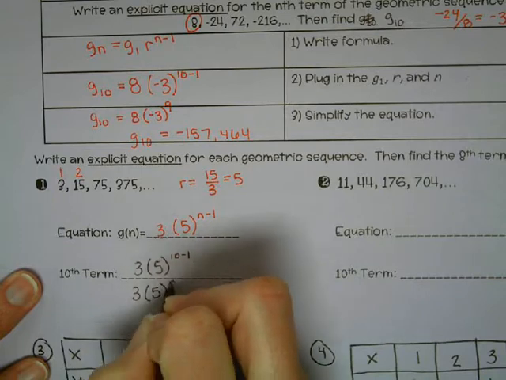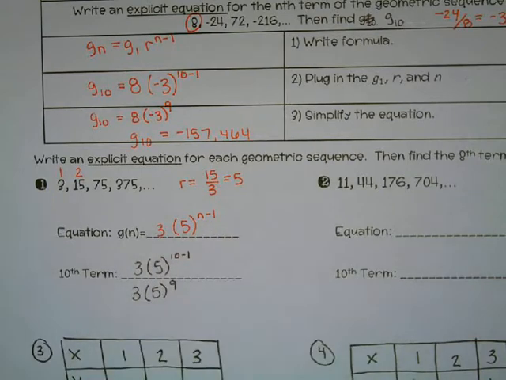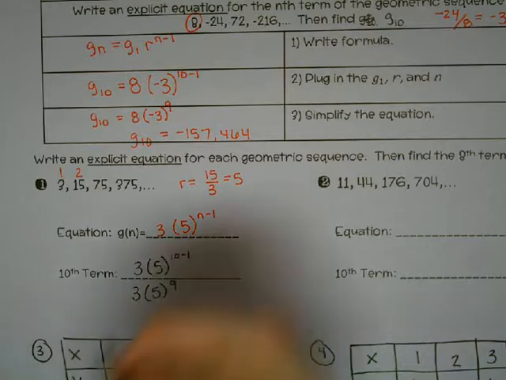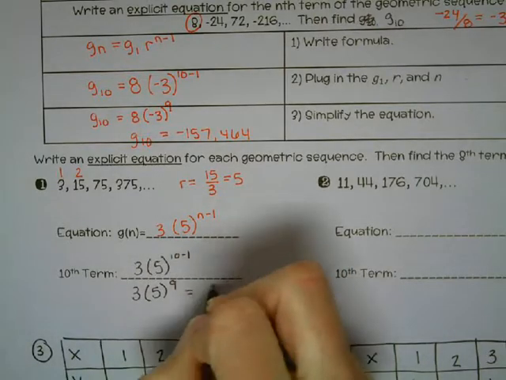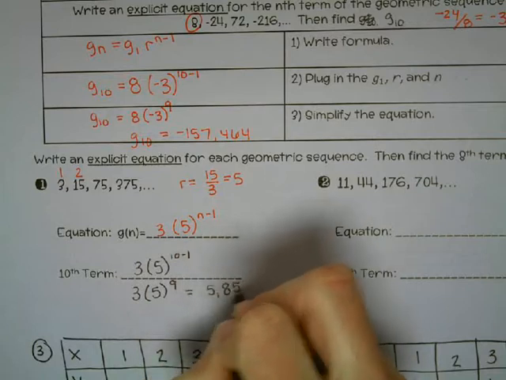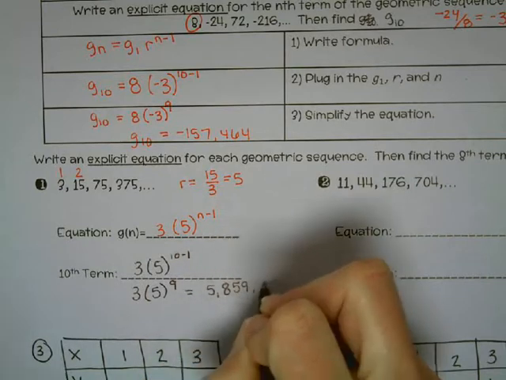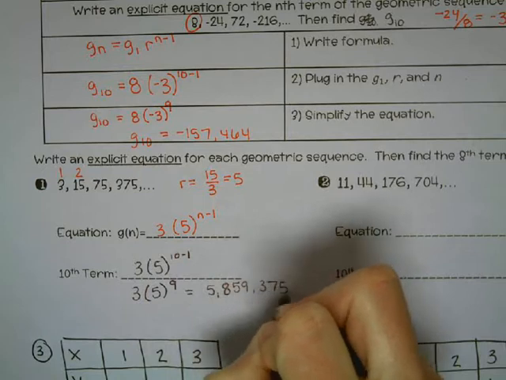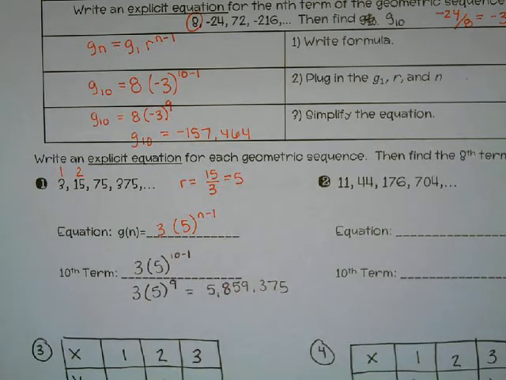So 10 minus 1 is 9, so that's what I'm going to type in my calculator. And I can tell you, geometric gets some really big numbers. This one comes out to 5,859,375. So that is the 10th term.